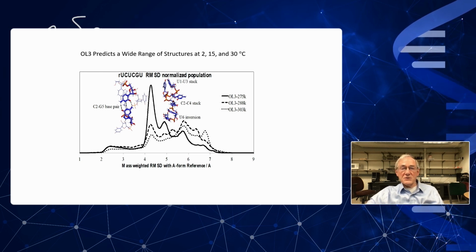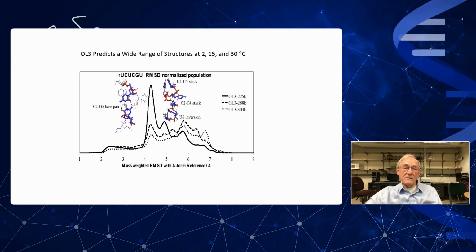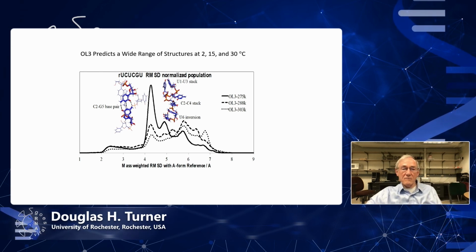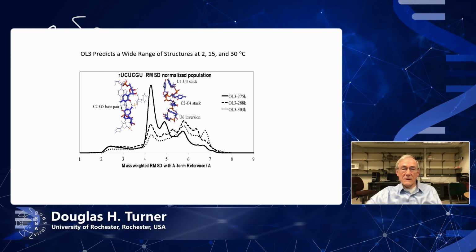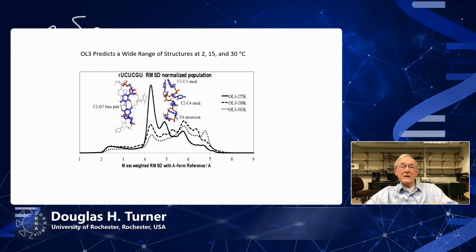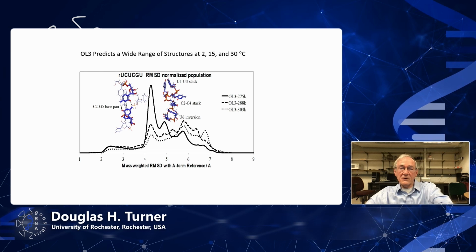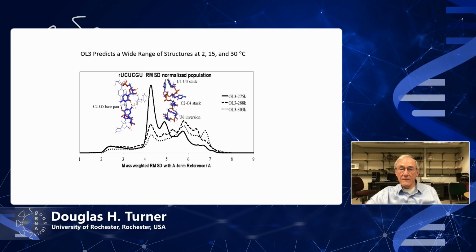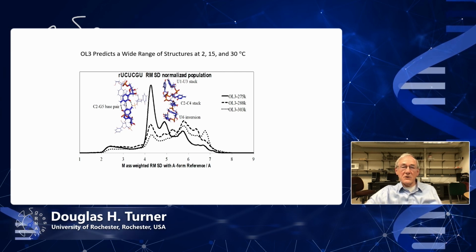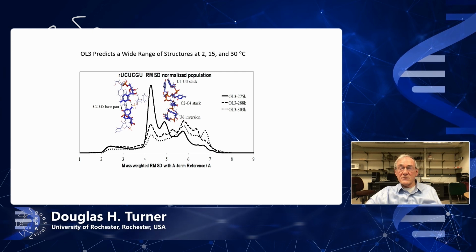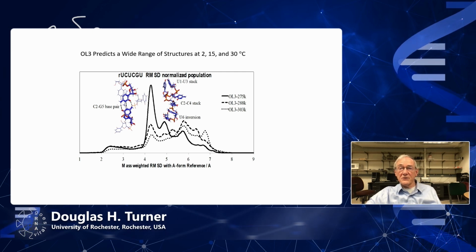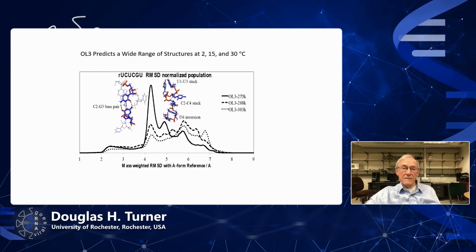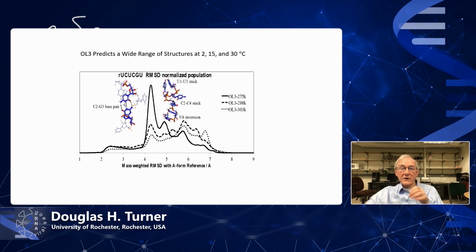So this goes back to OL3. And again, on the y-axis is the number of frames with a given mass-weighted RMSD with A-form reference. Okay, and so we've done these experiments now, both NMR and simulations, at 3 different temperatures, 2, 15, and 30 degrees centigrade. And while I have this slide up, I want to point out one thing.